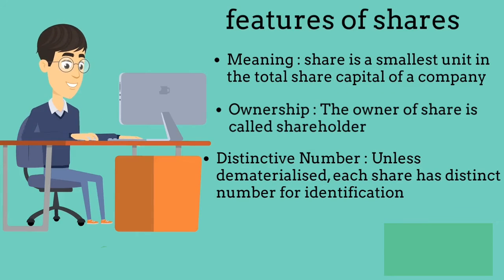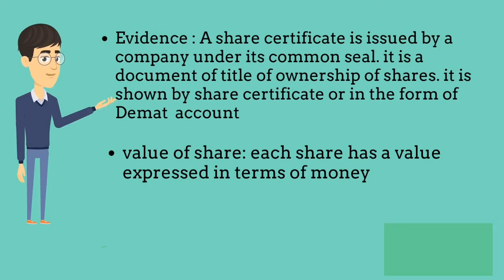Features of shares. Meaning: a share is the smallest unit in the total share capital of a company. Ownership: the owner of a share is called a shareholder. Distinctive number: unless dematerialized, each share has a distinct number. Evidence: a share certificate is issued by a company under its common seal. It is a document of title of ownership of shares. It is shown by share certificate or in the form of a demat account.